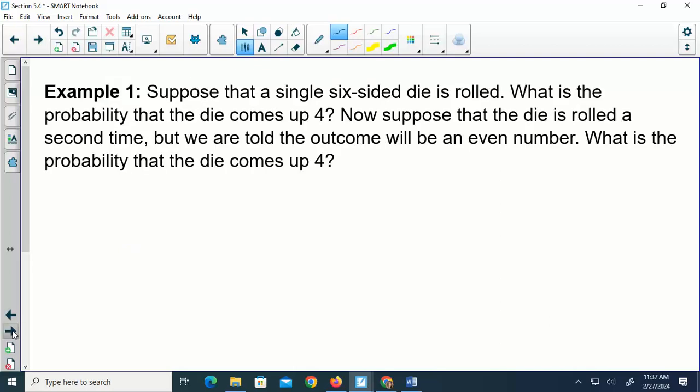So here's an example with the dice. If I roll a 6-sided die, what's the probability of getting a 4? 1 in 6. Now, let's say I rolled a die up here, and I said I rolled an even number. Now what's the probability of getting a 4? 1 in 3. So that is an example of conditional. Given that you knew it was even, it changed the probability that it would be a 4.